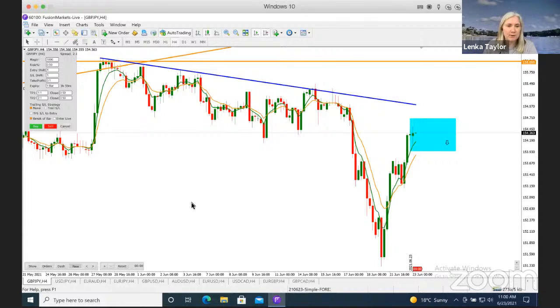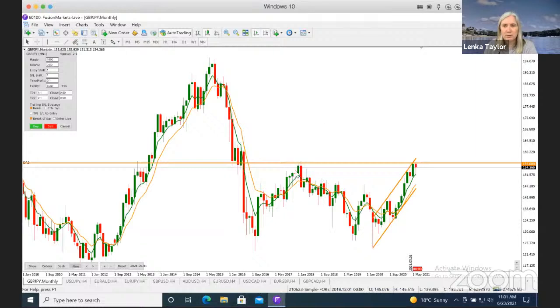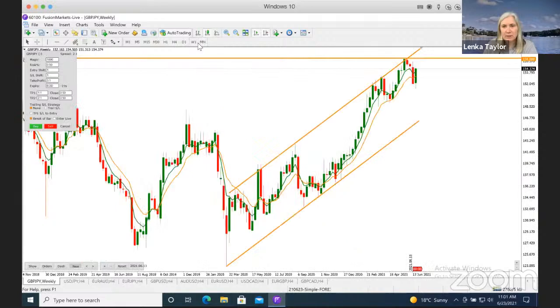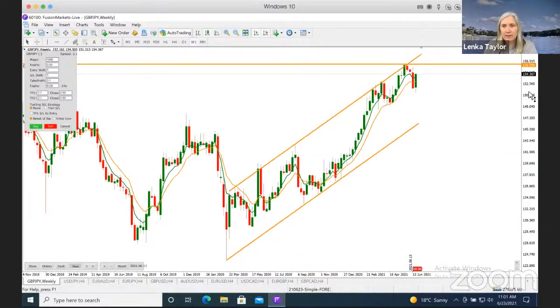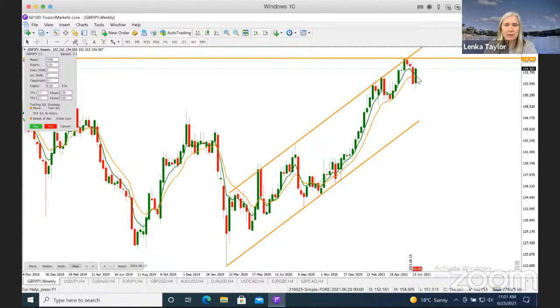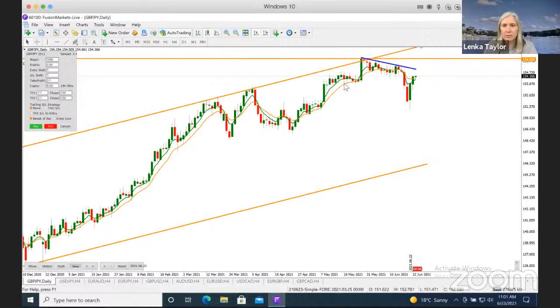All right, the first currency pair that I'm going to have a look at is GBP JPY. On this currency pair, I'm looking for a short. The trend is still going up, but it has that resistance level there. On the monthly, we saw a little bit of a turnaround. So I'm looking for, on the daily, coming back up here and looking for a short.